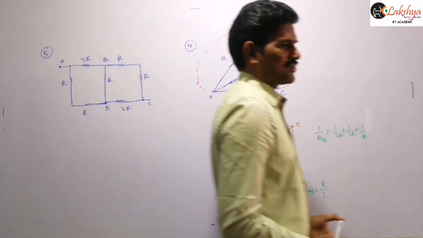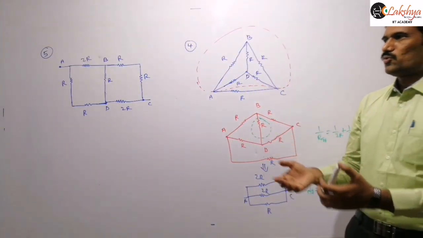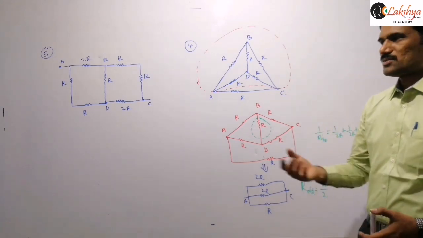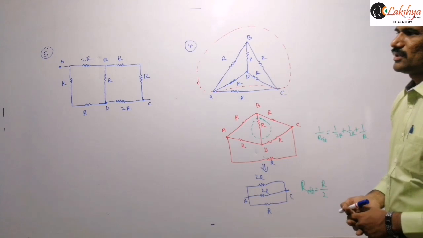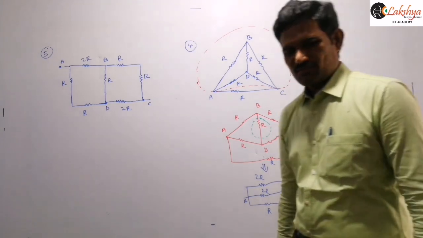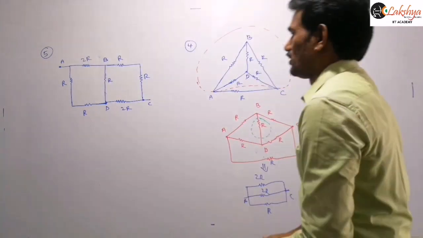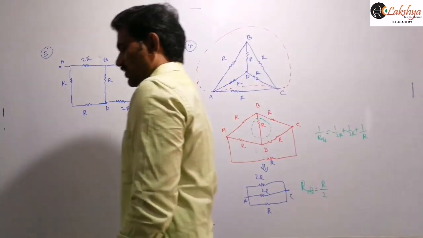Now here too many resistors are there, not only 5, more than 5 resistors are there. Now is there any Wheatstone bridge form in that? Can you identify any Wheatstone bridge form in that? So you can identify it easily here.